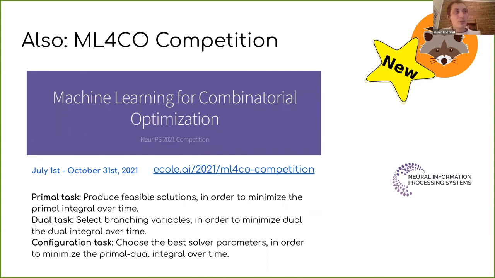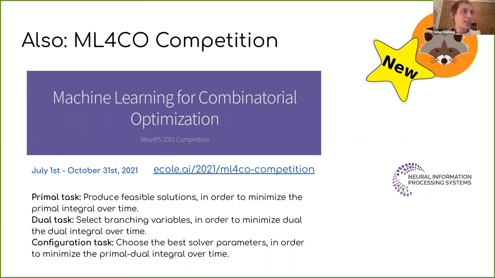So it's going to go from July 1st to October 31st. And there's going to be 3 tracks, 3 tasks, if you want, in it. So there's going to be a primal task. The goal will be to produce feasible solutions in order to minimize the primal integral over time. So that's basically finding as good as possible feasible solutions in a limited amount of time.